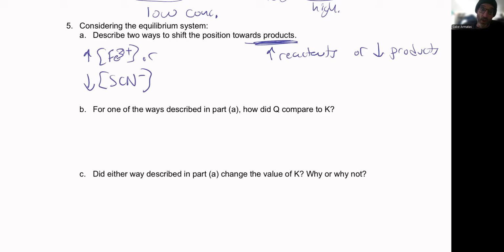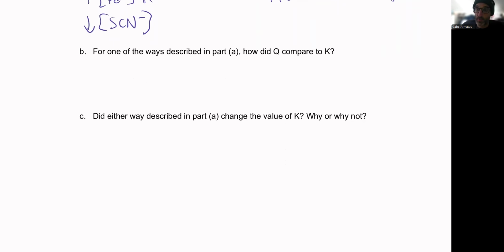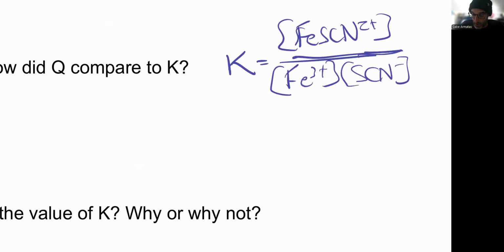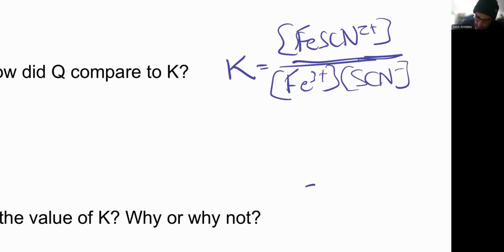Okay, so with that, of the parts you described in A, compare Q to K. All right, so before we even do that, let's write out our K. K is equal to the concentration of FeSCN2+ products over reactants, which is Fe3+ times SCN minus. And if we look at our K value from lab, the one that I had for my lab, and this is the one I'm going to use in the next video as well, is about 400. You may have something different than that. It kind of depends on the day, but it should be around there, or should be in the hundreds anyway.